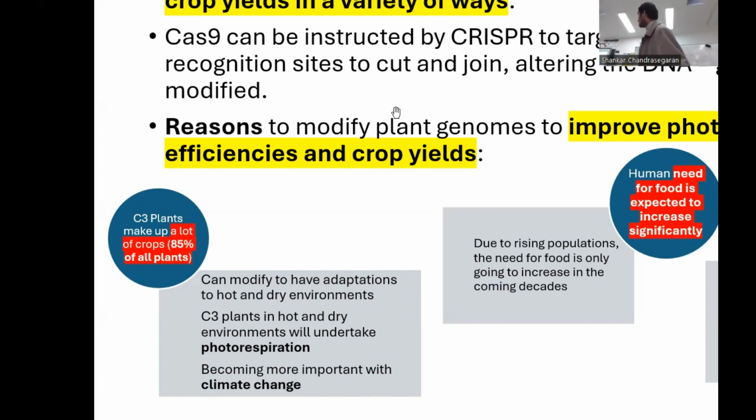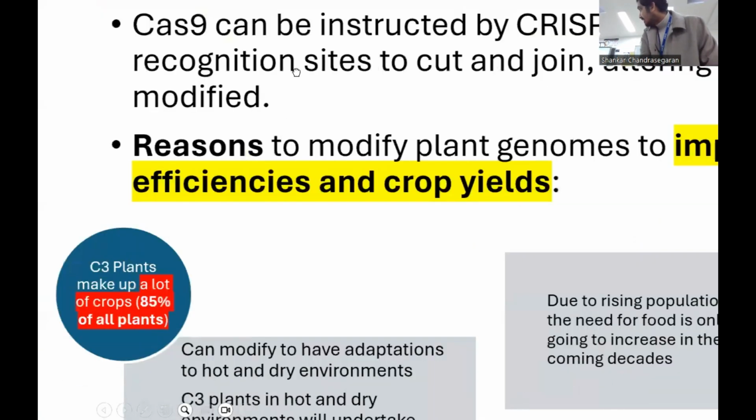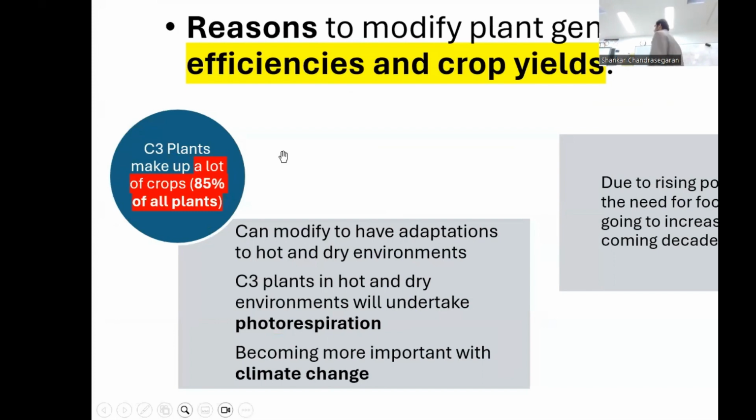Okay. So, like I said, there are reasons why people can actually undertake this kind of research, because there are factors that make it very important that we do this research and be able to create crops that can have a better photosynthetic efficiency. The first reason is because C3 plants make up 85% of all plants on Earth, right? When it's 85%, it's going to cover a lot of crops as well, a lot of very useful plants and a lot of fruit-bearing plants. A lot of them fall under C3 plants.